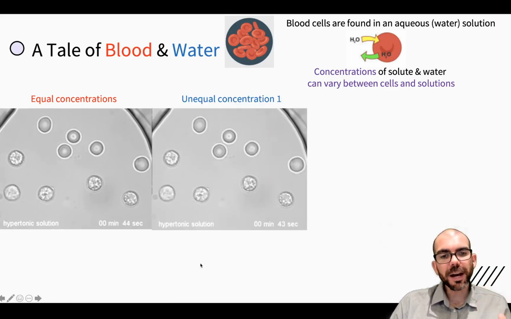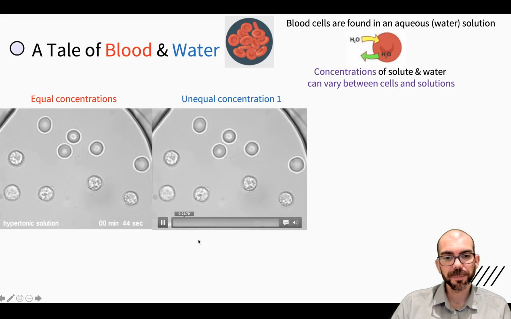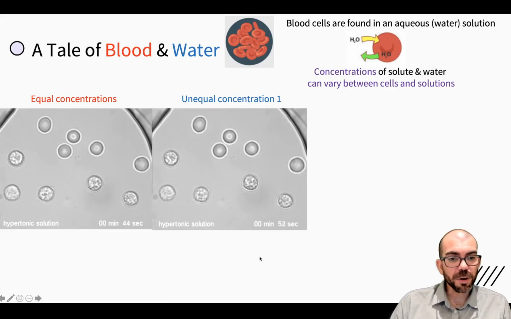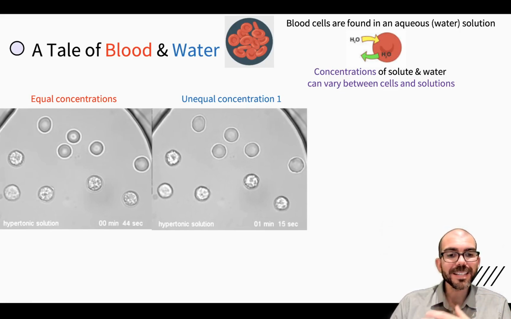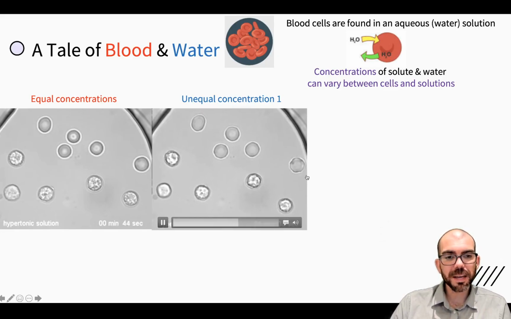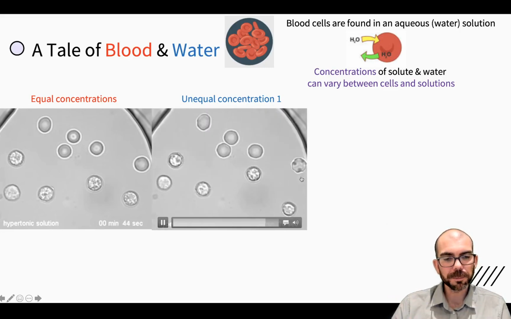But what if I skew that concentration a little bit? What if I put these cells in a solution that has a greater concentration of solute? These cells at first will be fine, but as time goes on, because of that difference in osmotic pressure, you can see here the cells begin to shrivel. They begin to shrink and the cell membrane begins to infold.